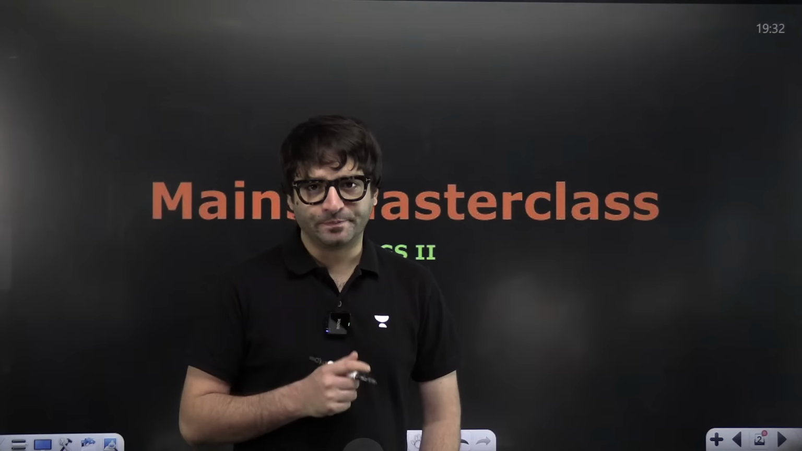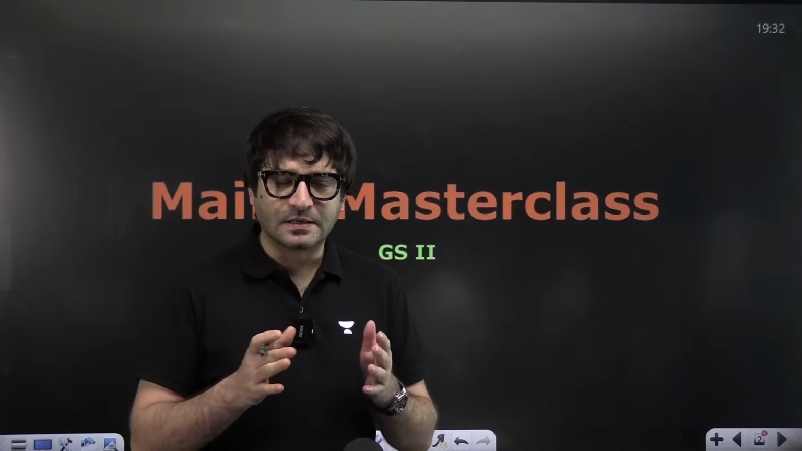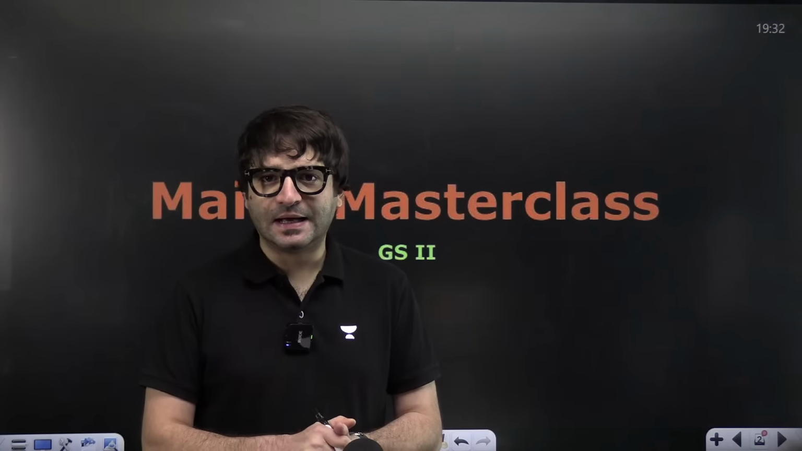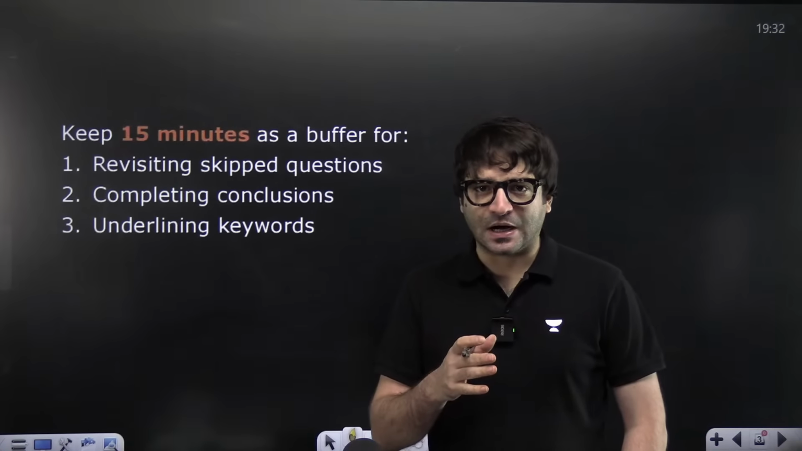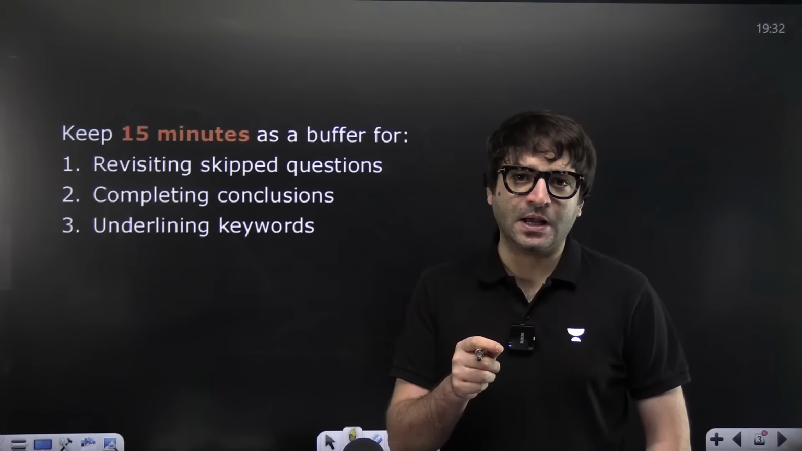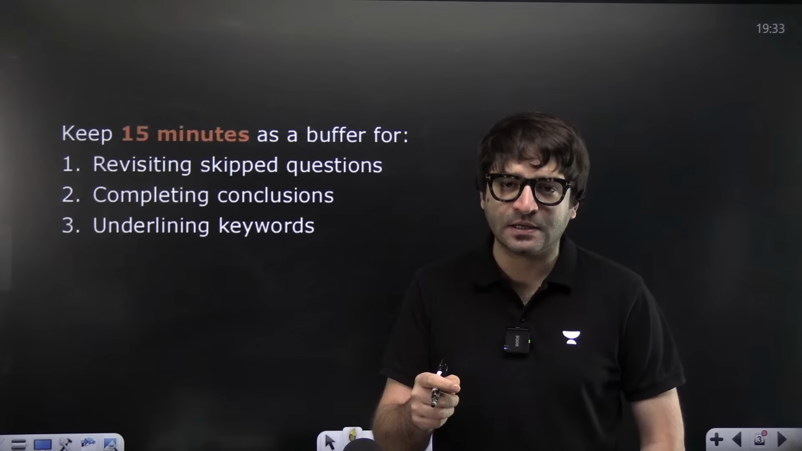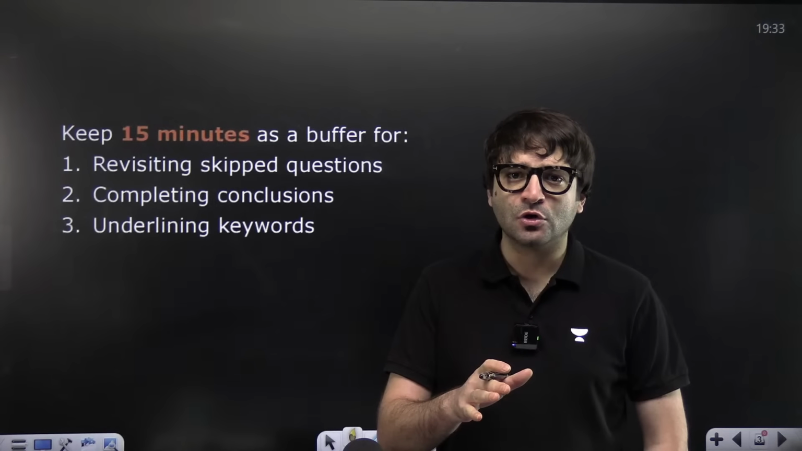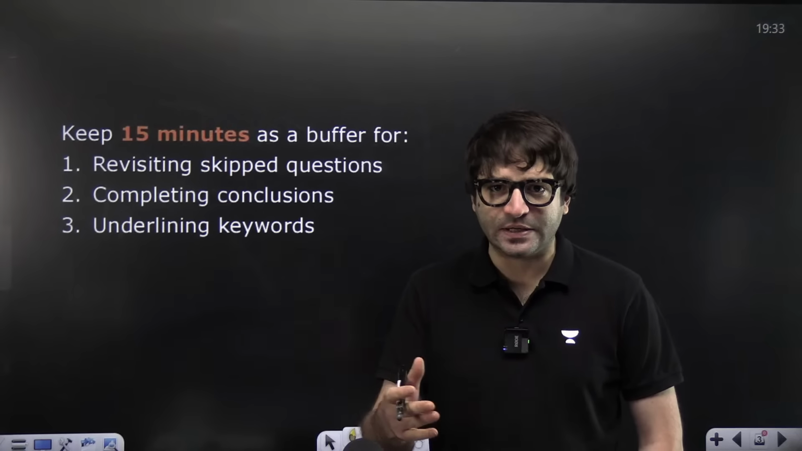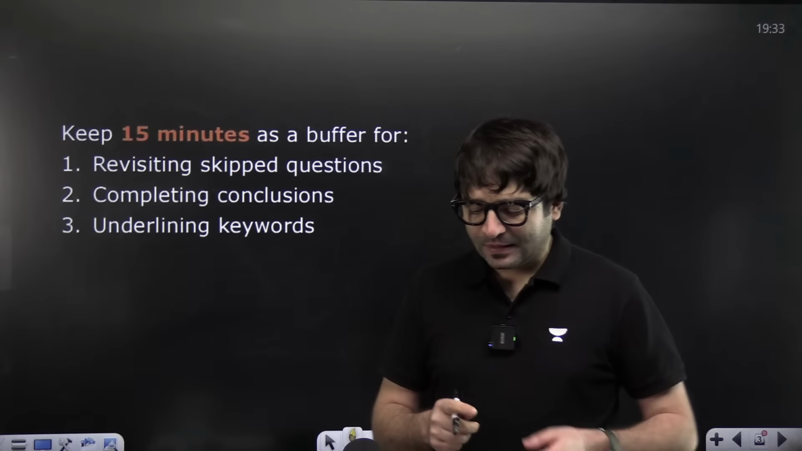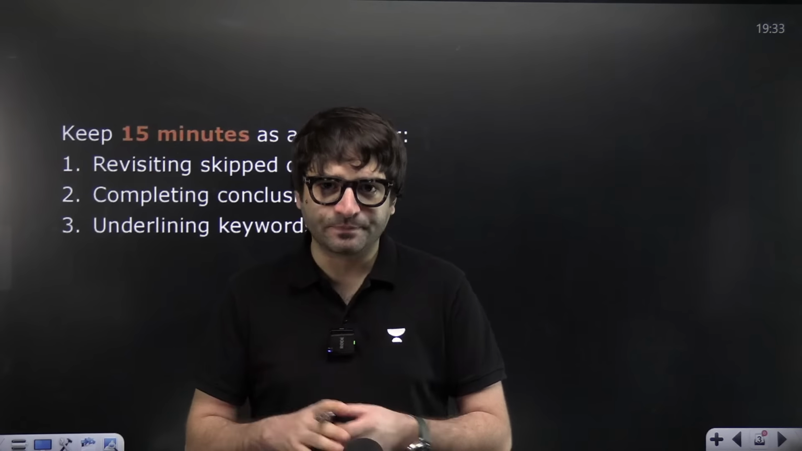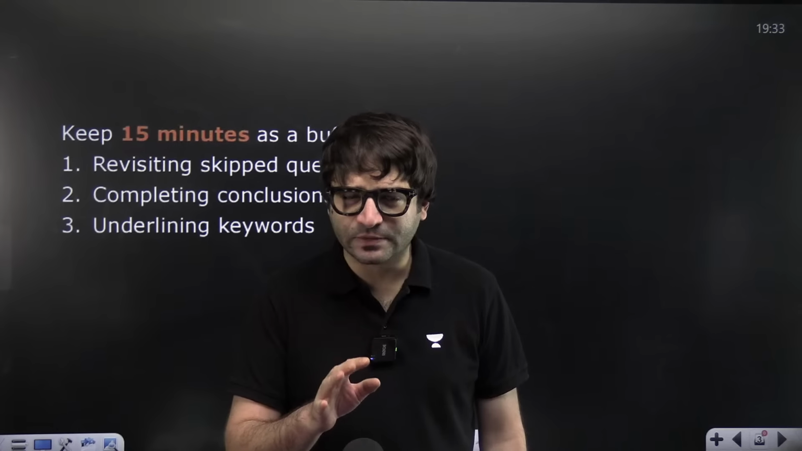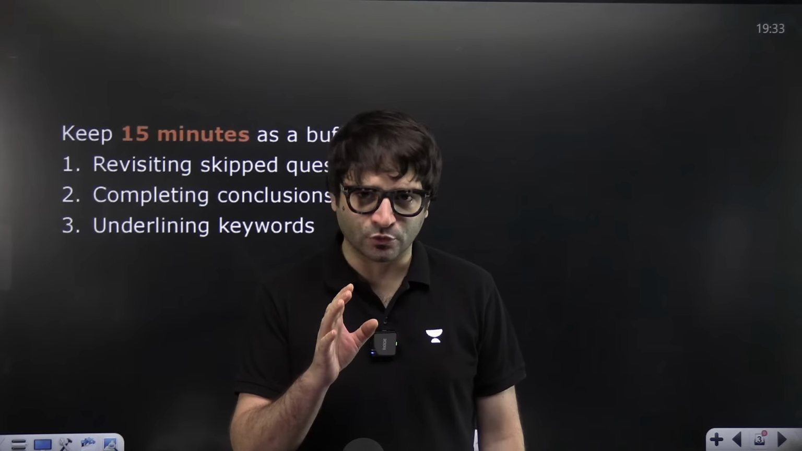GS Paper 2 deals with polity, governance, social justice, and international relations. This is our masterclass on GS Paper 2 Answer Writing, extremely helpful for those attempting mains this year, but also helpful for those who are planning to attempt in 2027 or beyond. 20 questions in 180 minutes, which means roughly 9 minutes a question. But you don't have to follow that approach.